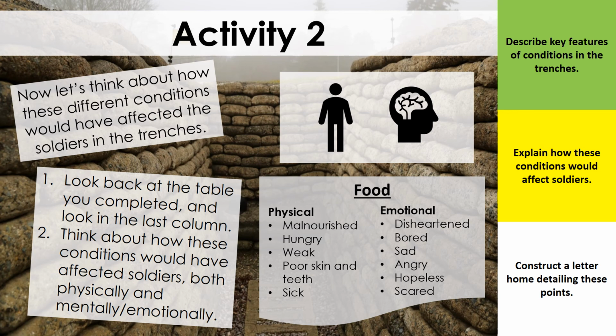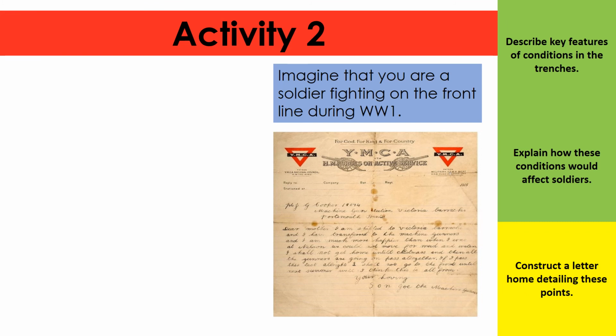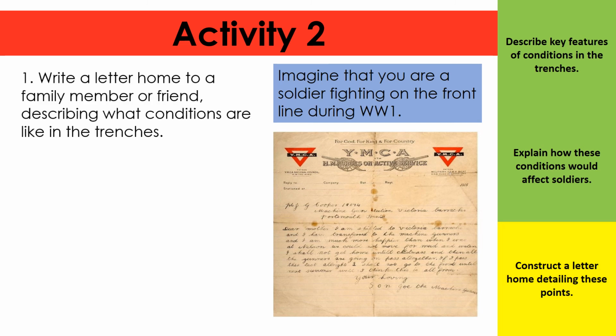Now, for activity 2, to help us to explain how these conditions would affect soldiers, you'll see here last time we're looking to construct a letter home detailing these points. So we want you to imagine that you are a soldier fighting on the front line in the trenches in World War I. What you're being asked to do is write a letter home to a family member or friend, it's up to you, describing what conditions are like in the trenches.